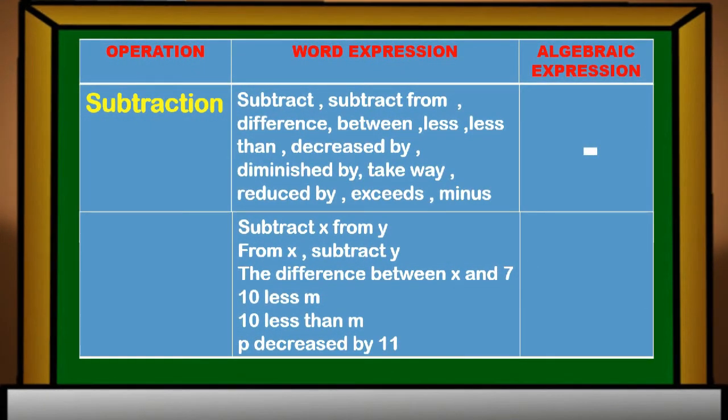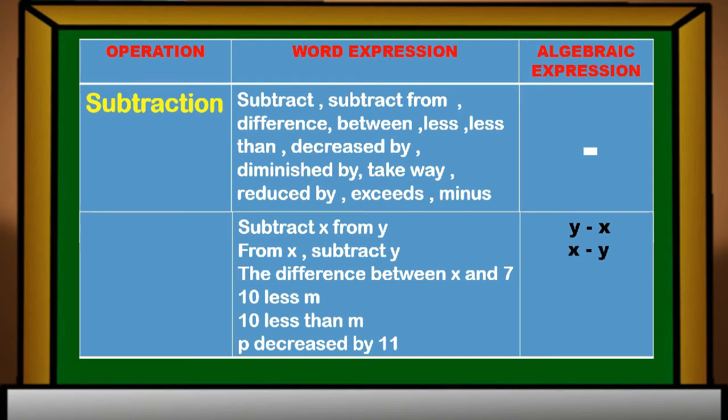So how about subtraction? What are some of the word expressions? We have subtract, subtract from, difference, between, less, less than, decreased by, diminished by, take away, reduced by, exceeds, minus. So the sign is minus. Now let us have some example. Subtract x from y, the answer is y minus x. From x subtract y, your answer is x minus y.